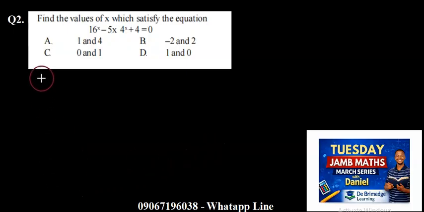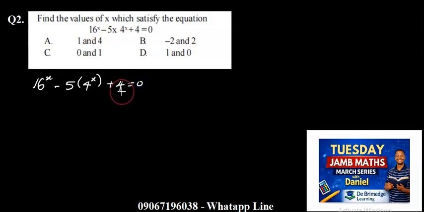So let's look at question number 2. Question number 2 says 16 raised to the power x minus 5. Remember, this is multiplication, so I'm just going to put it in brackets. Don't forget this typographical error. This is going to become (4 raised to the power x), and then we'll have plus 4 is equal to 0.